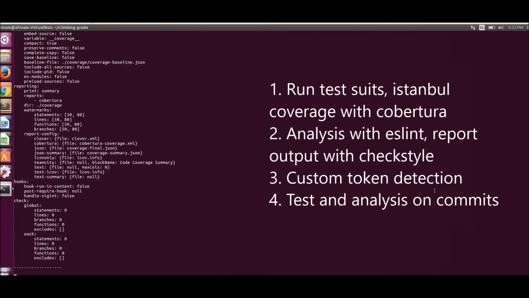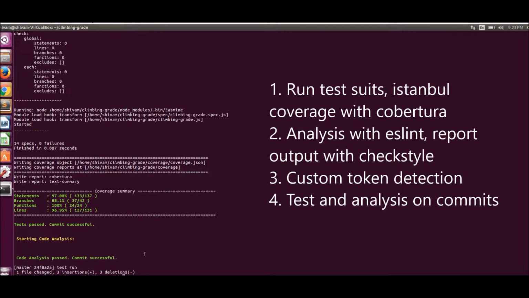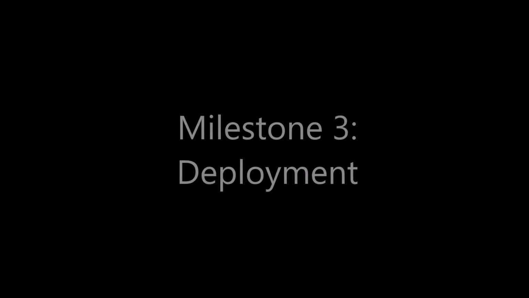Here we did a git commit to just do a code analysis as well as a test analysis. So if both pass, then only the commit would be successful. Else if any of them fail, the commit would be rejected. Milestone 3 was the deployment milestone.